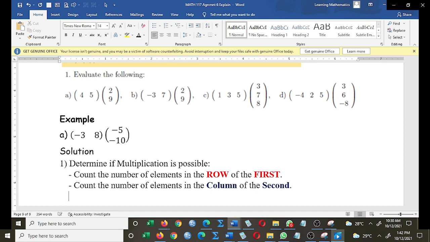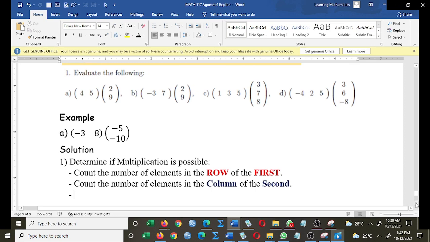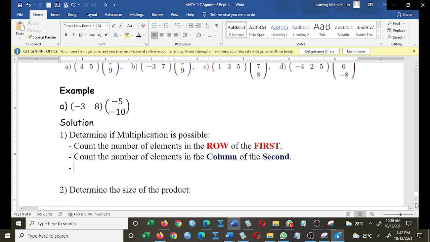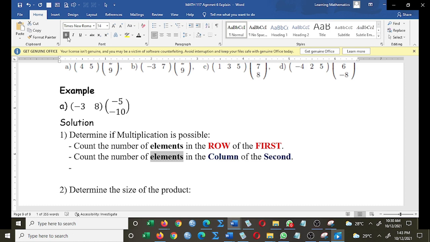Say that again? The other way around from where I heard it. You see what I mean? That is why I don't really communicate it that way, because it's kind of vague, and I rather do it this way. Count the number of elements in the row of the first. Don't count rows, don't count columns. Counting columns and elements and rows is kind of confusing.